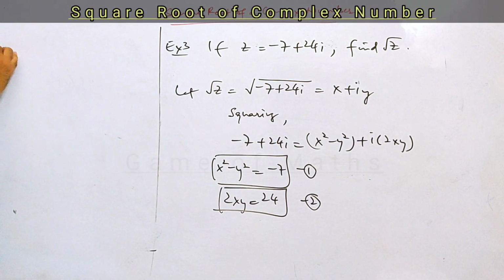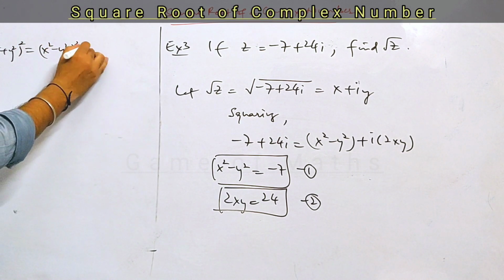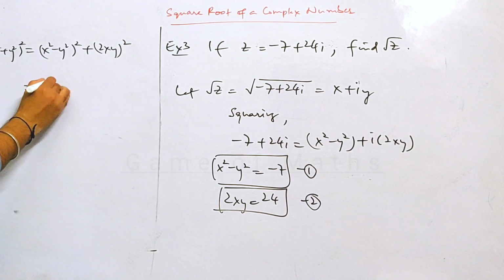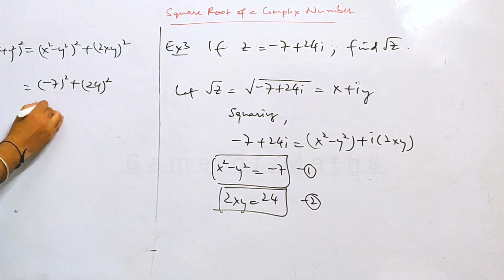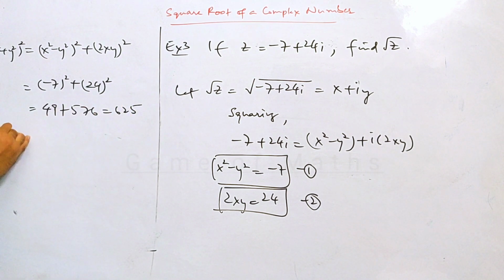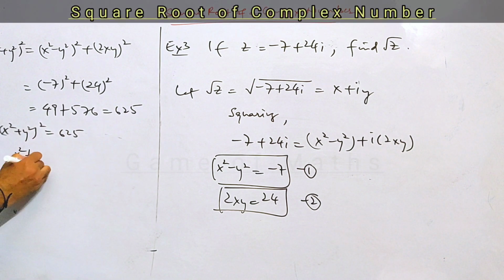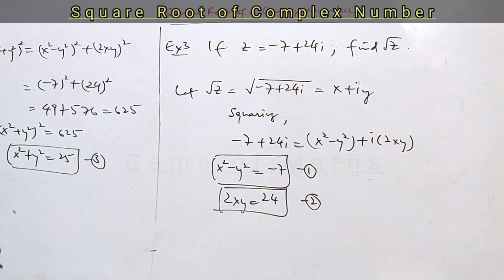Now we'll use the same identity as we have been using in the previous examples and put the values from equation 1 and 2. This is minus 7 and the second, 2xy, is 24. This gives me 49. The two add up to 625. So x square plus y square whole square is 625. So x square plus y square is 25. This is my equation 3. Our focus is to find the values of x and y and put them here, that would be the final answer.